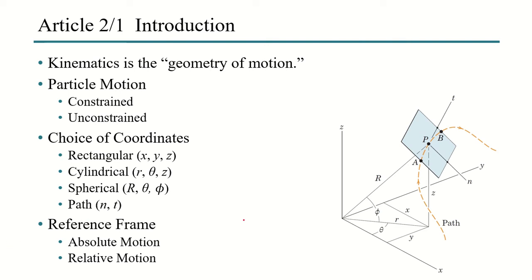Then we have here the path. If you look at this coordinate system, and then this coordinate system, we have the plane. So we have here the path n-t. And then we have the reference frame. So I'll be talking about absolute motion and relative motion for this part. And we have very nice materials to discuss this part in our future lecture.